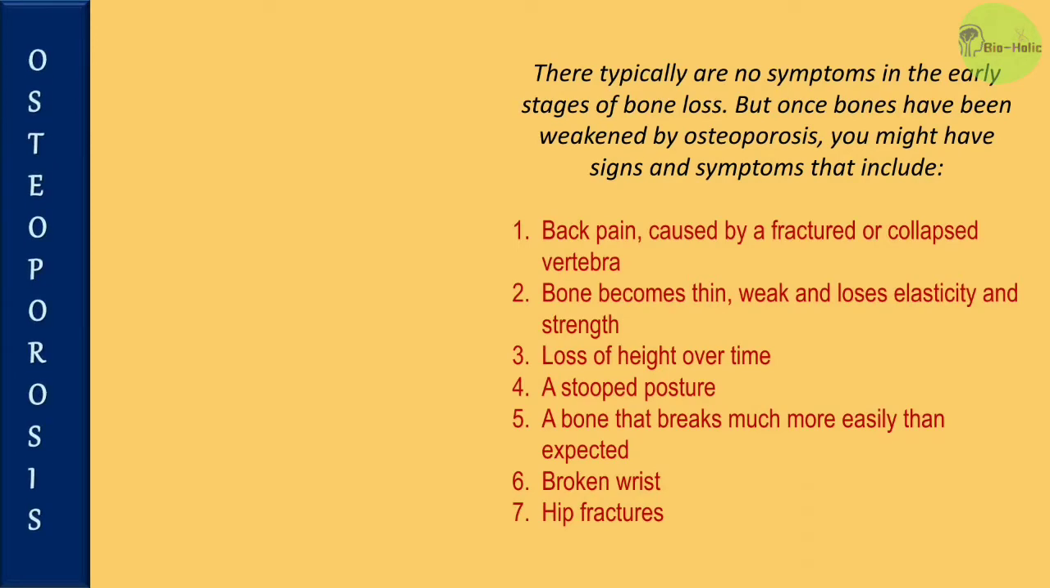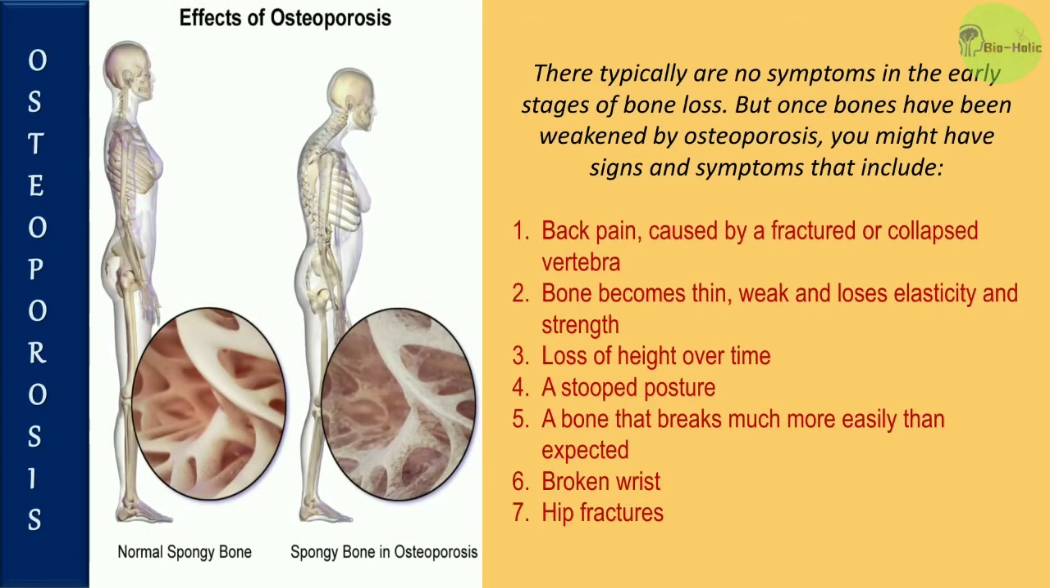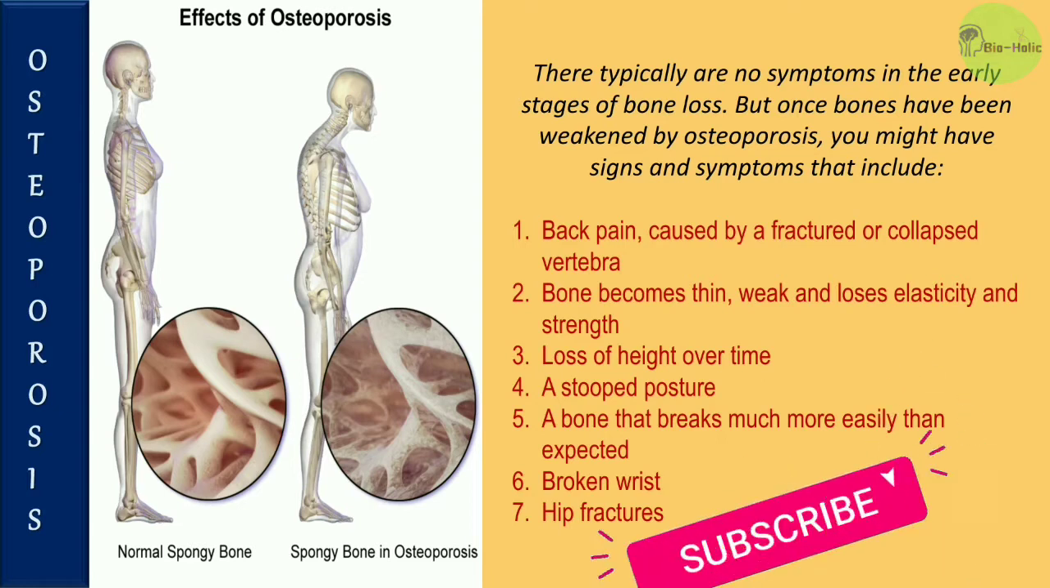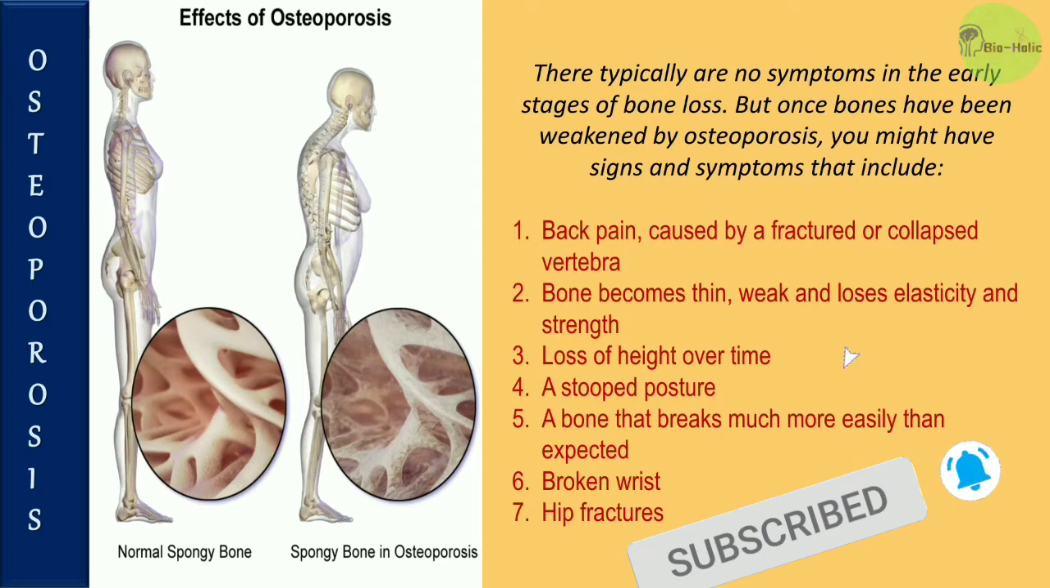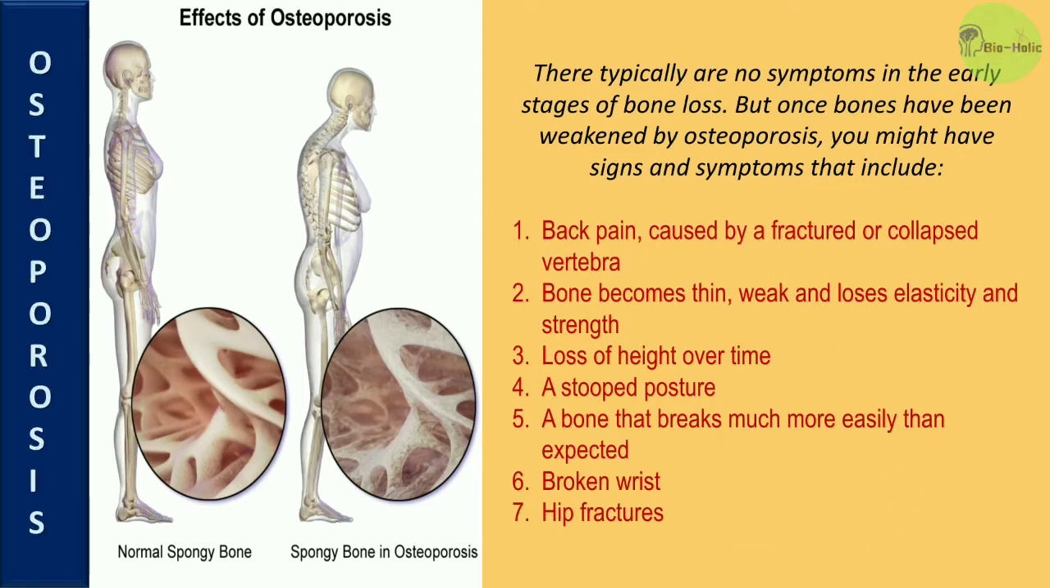And there are typically no symptoms in the early stages of osteoporosis. But once bones have been weakened by osteoporosis, you might have signs and symptoms that include back pain caused by a fractured or collapsed vertebra. Bone becomes thin, weak, and loses elasticity and strength. Therefore, there is loss of height over time, and sometimes a stooped posture develops, and a bone that breaks much more easily than expected. And broken wrist and hip fractures are very common in osteoporosis.